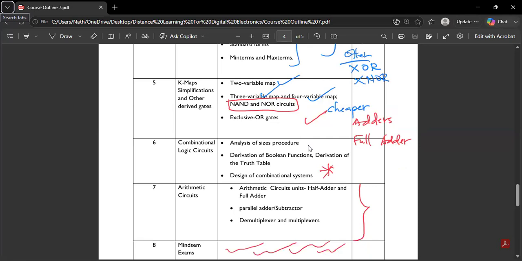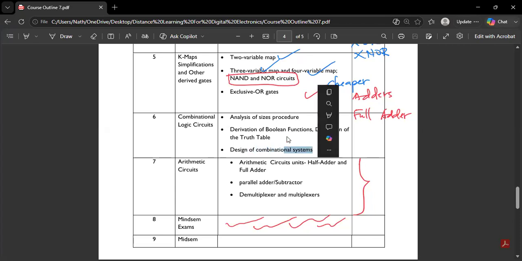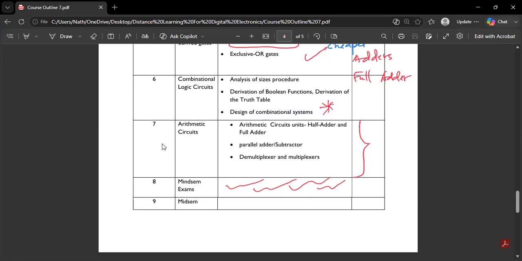We look at how the full adder and the half adder perform addition based on the truth table, and then look at their Boolean function as well. That is the second point: the verification of Boolean functions and the verification of the truth table. Then after going through these 2 points, we look at how to design the combinational circuit: the symbol representation, the Boolean expression, and the truth table. That is what we call the design of combinational systems. So that will be for week 6 and week 7.